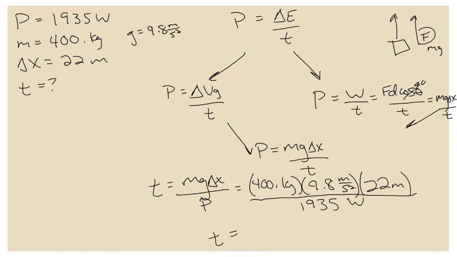And when you do that math, multiplying all three of those numbers in the numerator and then dividing by 1935, you end up with 44.6 seconds, or to 2 sig figs, 45 seconds.